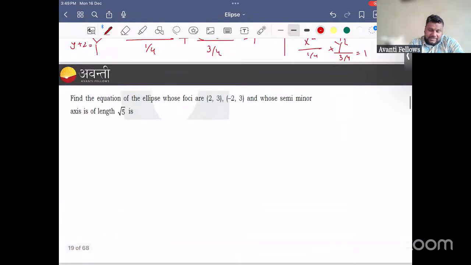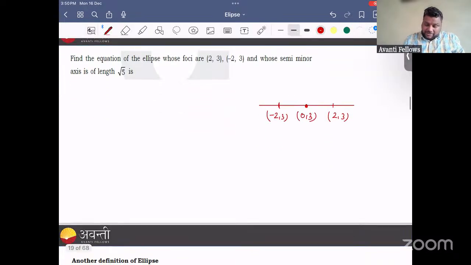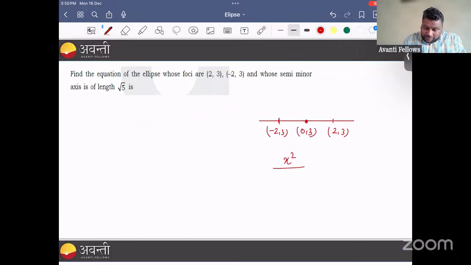Now, see another question. Find the equation of the ellipse whose foci are 2, 3 and minus 2, 3 and semi-minor axis is of length root 5. See, first of all, if these are the foci, one is minus 2, comma 3, other is 2, comma 3. So midpoint will be the center of the ellipse. So the center is going to be 0, comma 3.